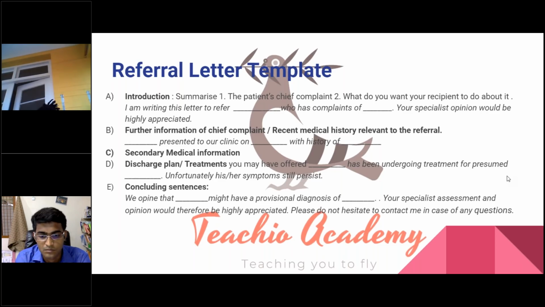So just copy this sentence and just fit in the things. If you struggle with grammar, if you're very comfortable with your English, then you don't need to copy these sentences, but this is just for people who make loads of mistakes on their grammar.